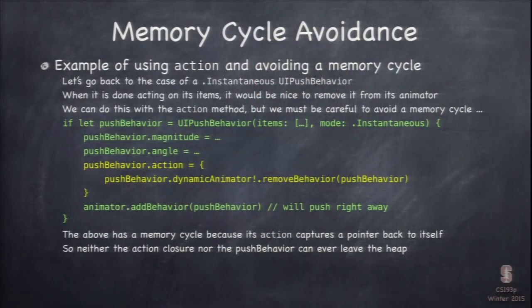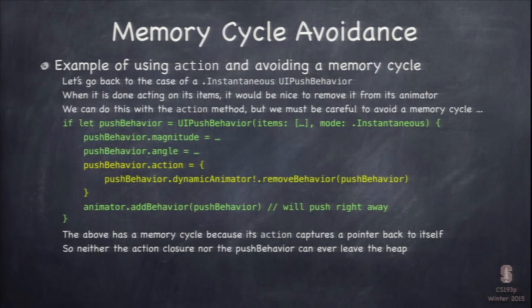All right, quick sample here of memory cycle avoidance. I was talking about the action method. So here I'm creating a push behavior. And I told you the push behavior, if it's instantaneous, just sits around, because the way you make a push happen is you create a push behavior and you add it to an animator. As soon as you add it, it's going to push any of its items. Well, after it's done, if it's an instantaneous push, not continuous, it just sits there because it's been added to the animator, so it's just wasting space. So one way you can do this is in the push behavior's action, which I told you is called whenever the behavior acts on something. After the push behavior acts and instantaneously pushes, you could just remove the thing from its animator.